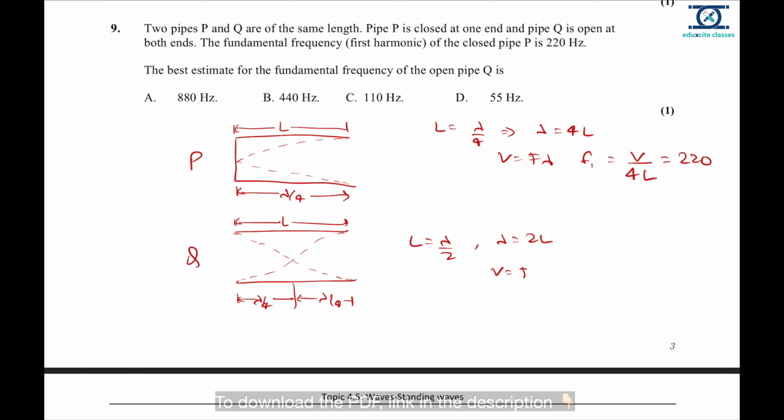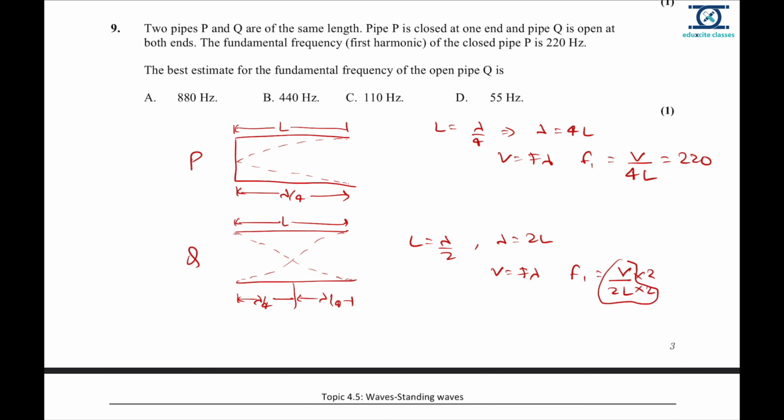So V is equal to F lambda. So F1 for this will be V by lambda, which is V by 2L. So V by 4L is 220. So if I multiply this 2 and this 2, this becomes 2 times 220, which is 440 Hertz. Okay, so the option B is the right answer.